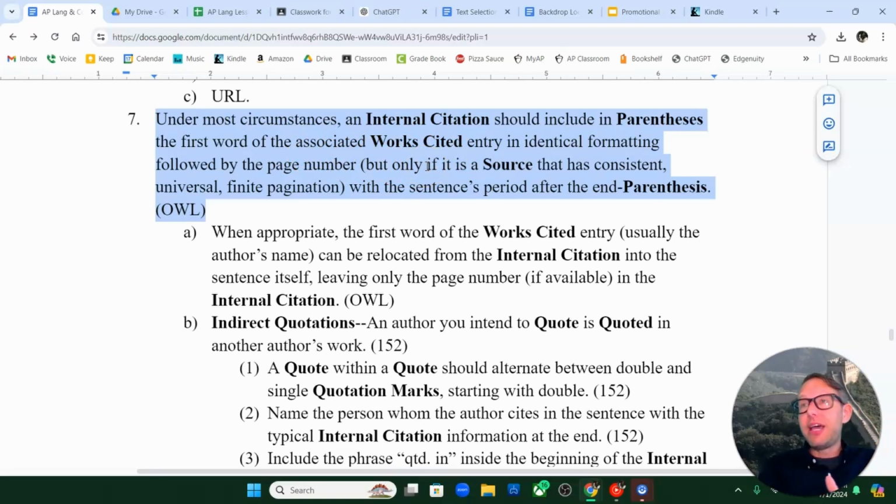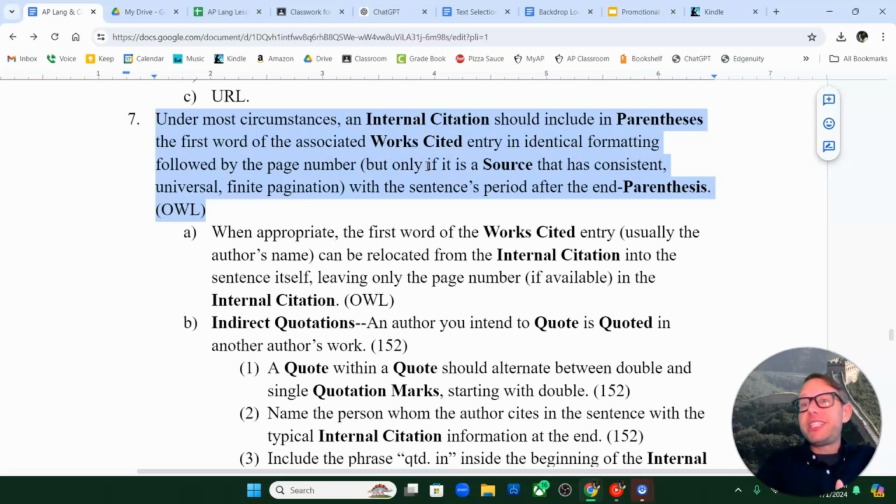And what I mean by that is websites. I get a lot of students who think, I need a page number. I can't do this without a page number. So I'm using a website as a source, I need a page number. And then they put a page number in. And that page number isn't, as I would describe it, consistent, universal, and finite pagination. Either they just put 1, in which case, okay, where did you get the number 1? That's kind of arbitrary. You're assuming the page is 1 page long. Not necessarily how we roll with websites.